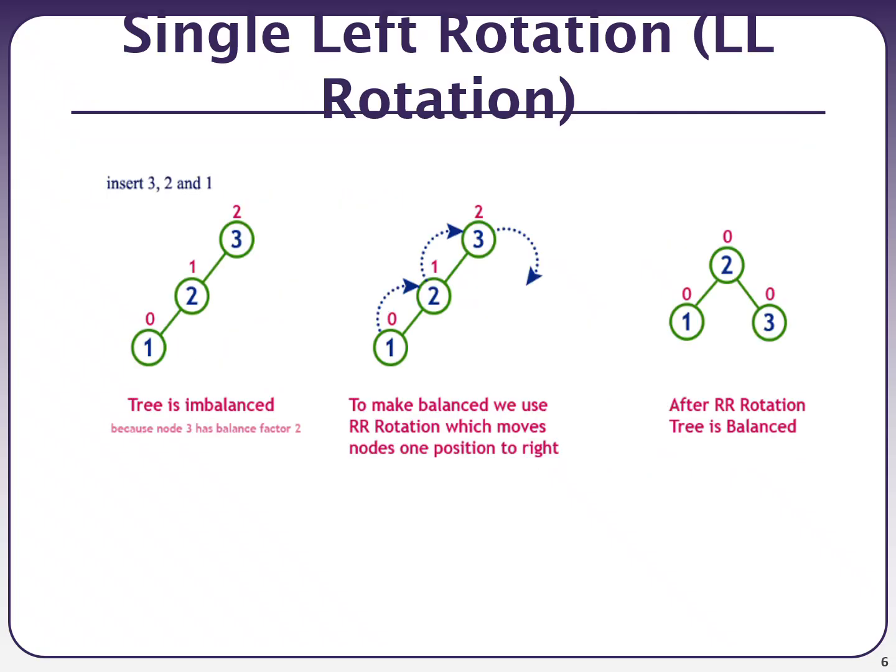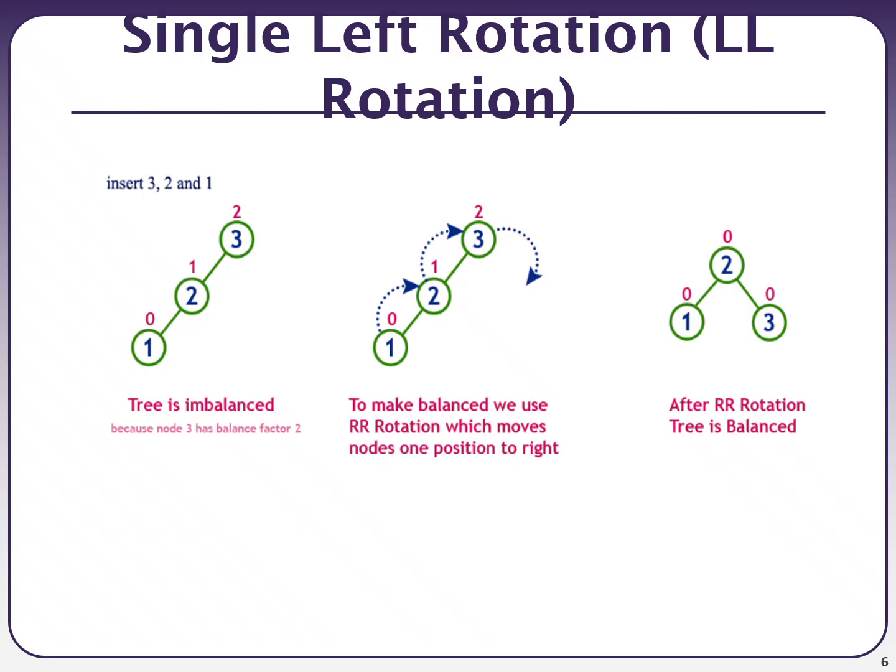The next one is the single left rotation, also called LL rotation. When inserting the elements 3, 2, 1, it looks like a left skewed tree, which makes the balance factors 2, 1, 0. When we get values beyond minus 1, 0, plus 1, the tree is called unbalanced, because node 3 has a balance factor of 2. So now I want to make it a balanced tree.